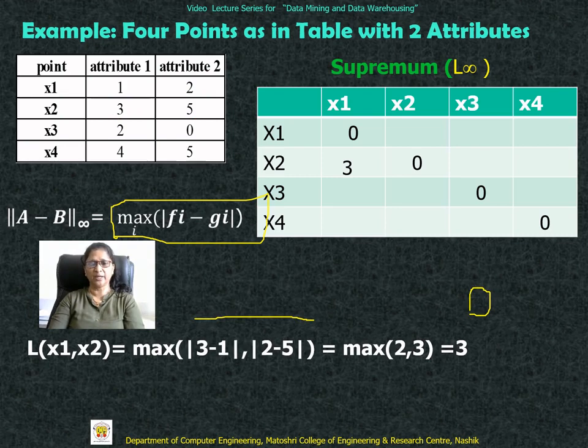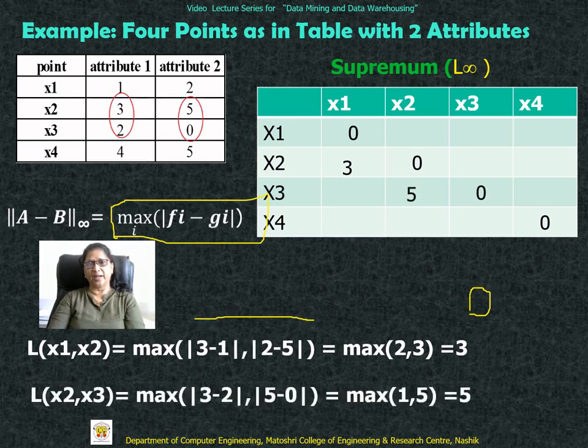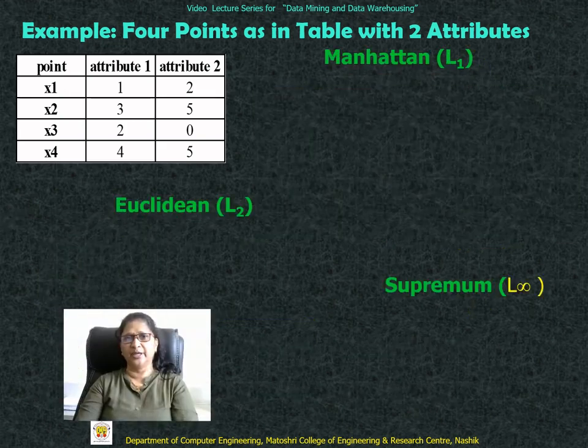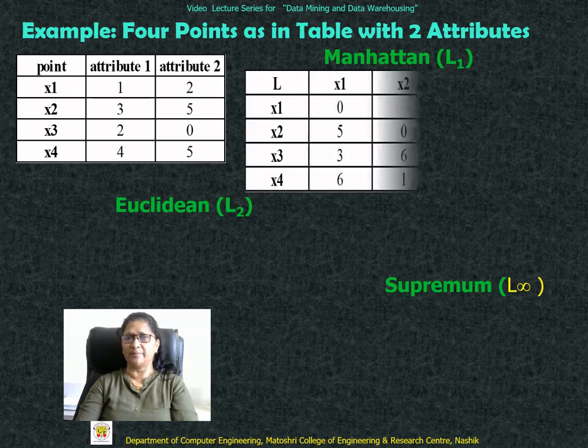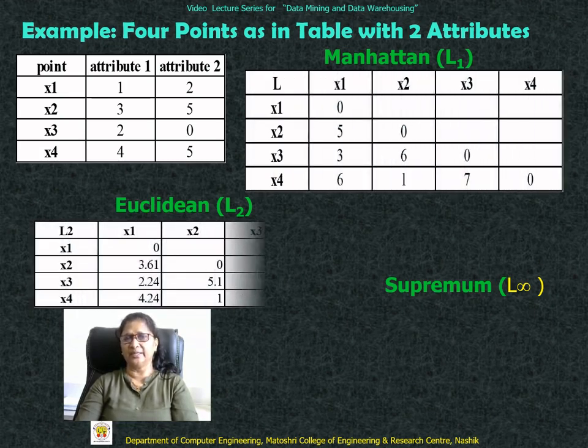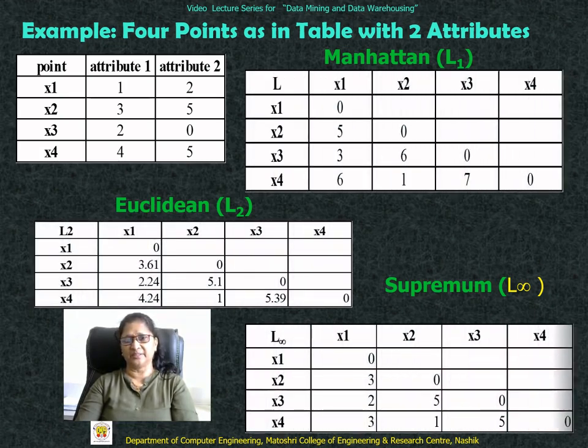Computing between x1, x3 and then computing similarly the remaining values gives us these values for the computation of supremum distance. This was an example for us to understand how we are using the formulas which we learned earlier. So this was the input given to us and we calculated Manhattan distance, Euclidean distance and supremum distance.